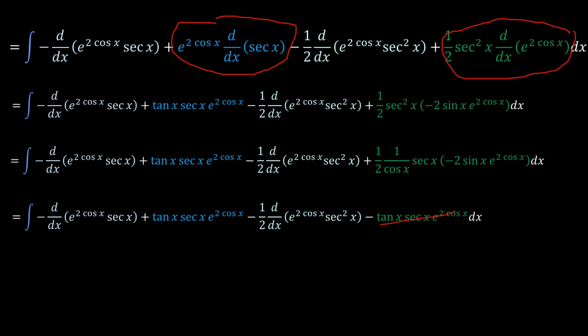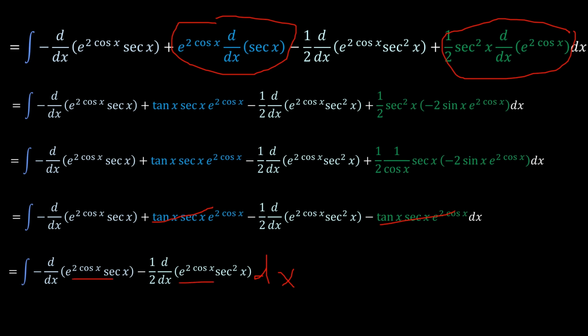We see that this one here cancelled out with this, and so we are left with the integration of the derivative of negative e to the power 2 cosine x times sec x, and then minus the half the derivative of e to the power cosine x sec squared x, right? So there is a dx here. We forgot to include that. And if we're integrating the derivative of these functions, what that means is that the integration of this is just the same as these functions, right? So we have the answer being negative e to the power 2 cosine x sec x minus half e to the power 2 cosine x sec squared x.